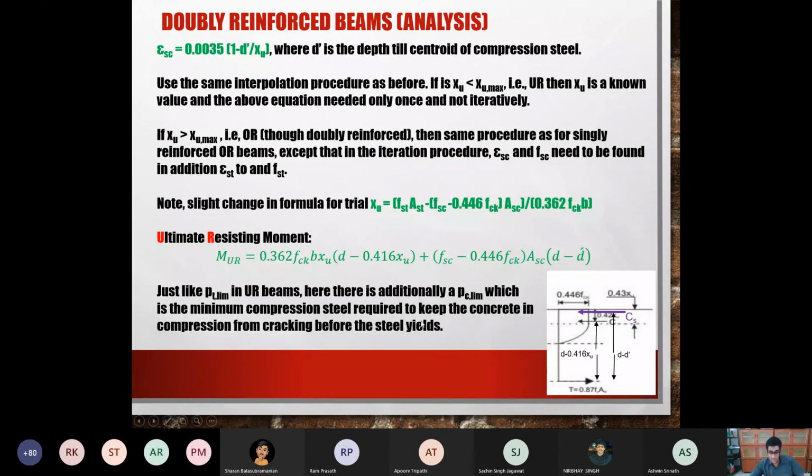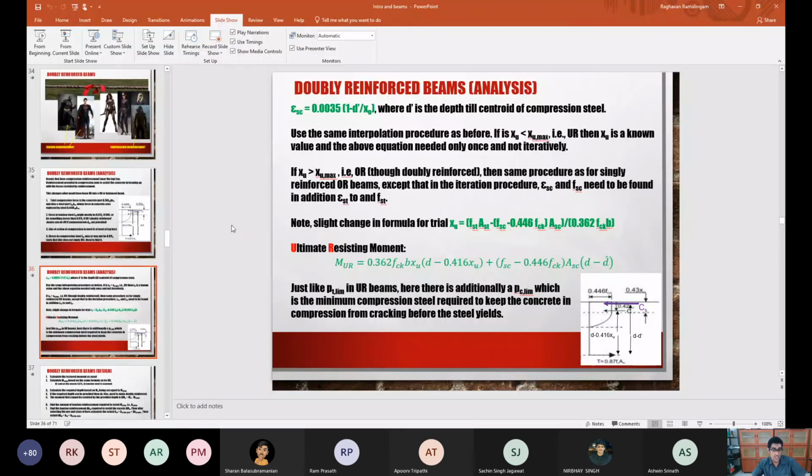Next class we'll do a few problems on design. Let me not do that now. Next class we'll do 3 problems of analysis: a singly reinforced beam, an under reinforced and over reinforced beam, and a doubly reinforced beam. So we'll do 3 problems in next week's class.